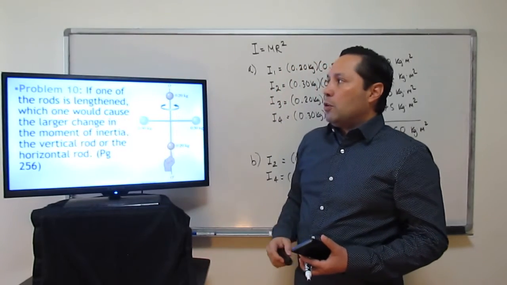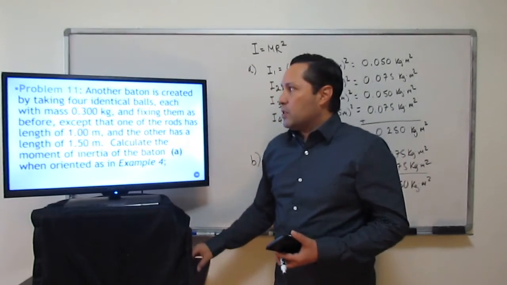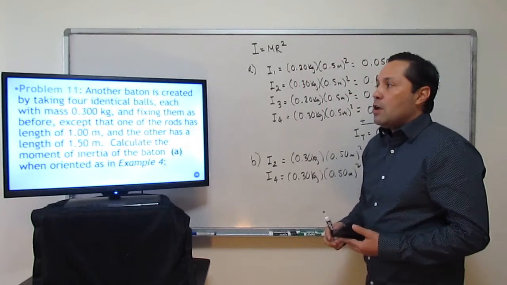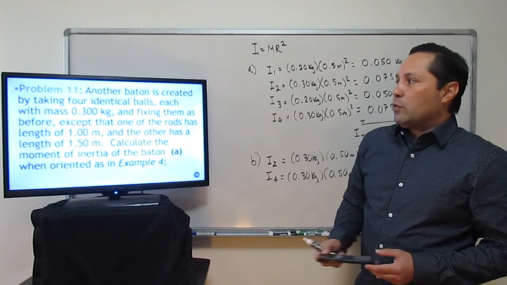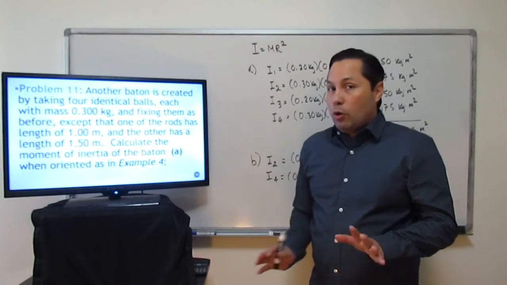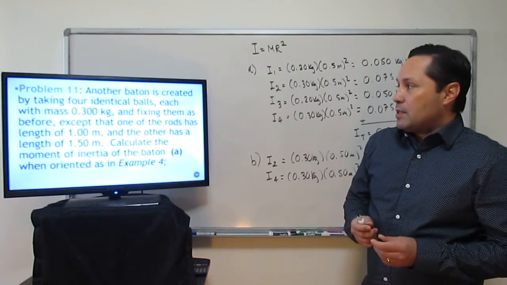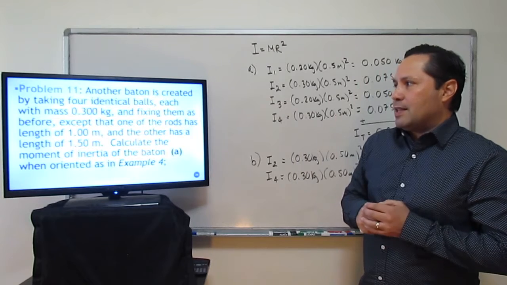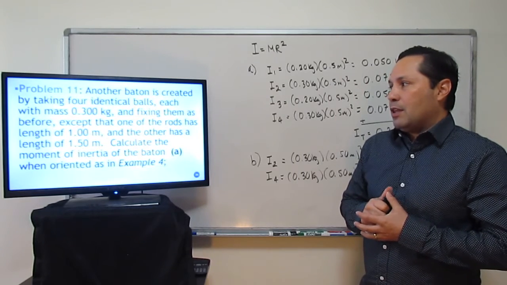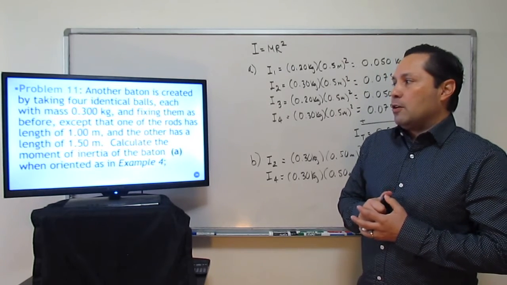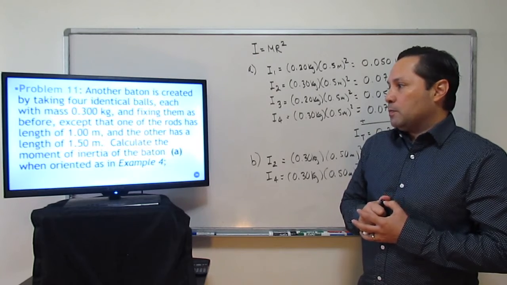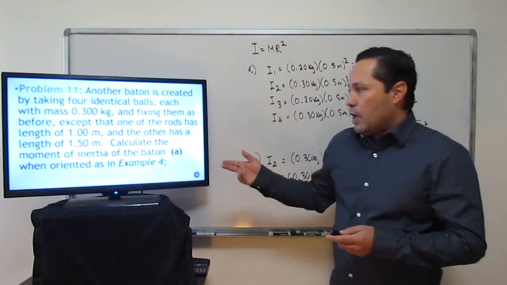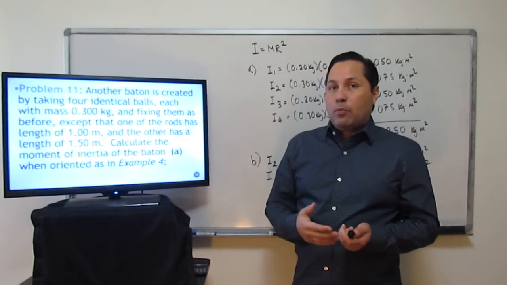All right, let's go ahead and move along to problem number 11. And this one says, another baton is created by making 4 identical balls, each with a mass of 0.3 kilograms. So all of them have the same mass, and fixing them as before, except that one of the rods has a length of 1 meter and the other one has a length of 1.5 meters. Calculate the moment of inertia of this baton A, in part A, when it's oriented as it is in example 4.